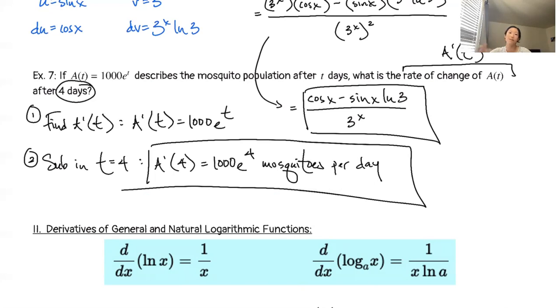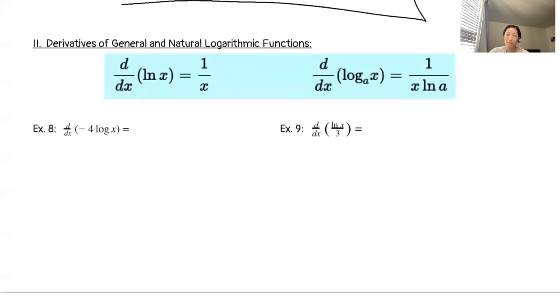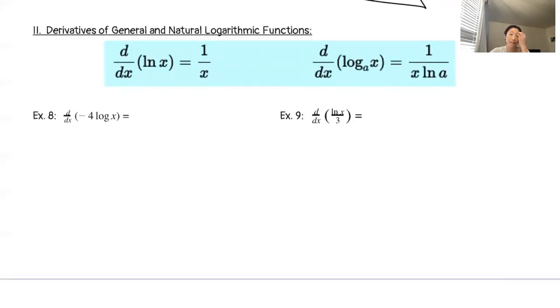We have derivatives of general and natural logarithmic functions. I put these two rules here for you. The derivative of the natural log of x equals 1 over x. That's the more simple case, when the base is e. And when the base is not e, the derivative is 1 over x times the natural log of a. That natural log of a compensates for the fact that the base is not e.